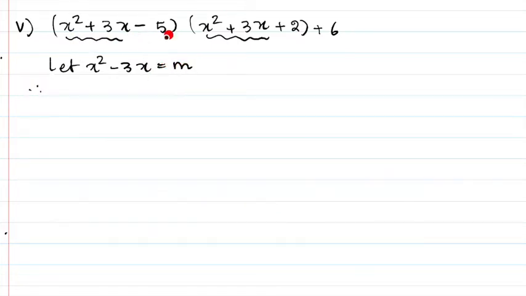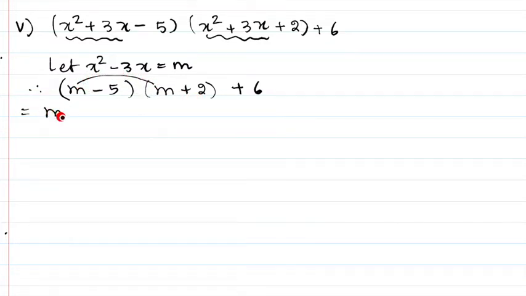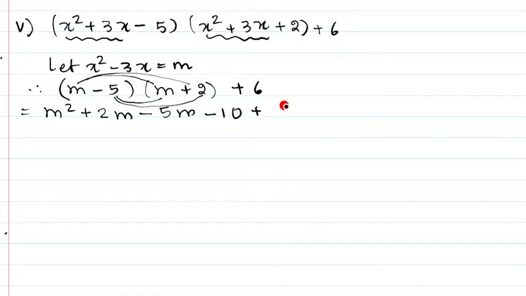So therefore this bracket becomes m minus 5, and this bracket becomes m plus 2, and this is plus 6. Now we have no choice but to open the bracket. So this into this will give us m squared. This into this will give us plus 2m. This into this gives minus 5m. This into this gives minus 10. And plus 6 is this 6.